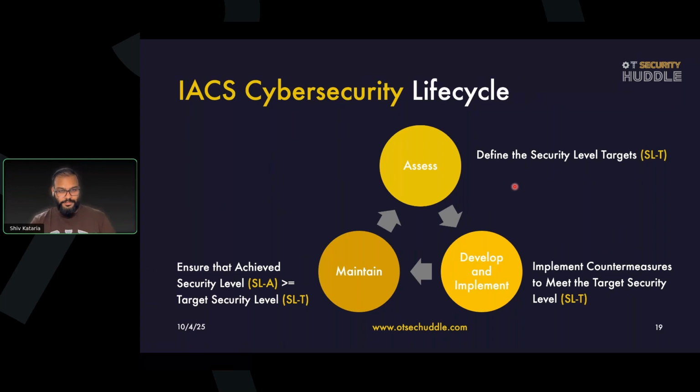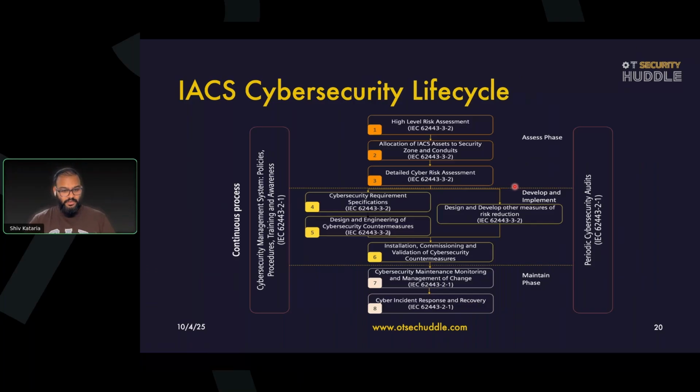What is achieved is, post implementation, you go and check what is the status of your cybersecurity. So this is the life cycle of cybersecurity, with your cybersecurity governance 2-1 part giving you guidelines on policy, procedure, trainings, awareness of the people.